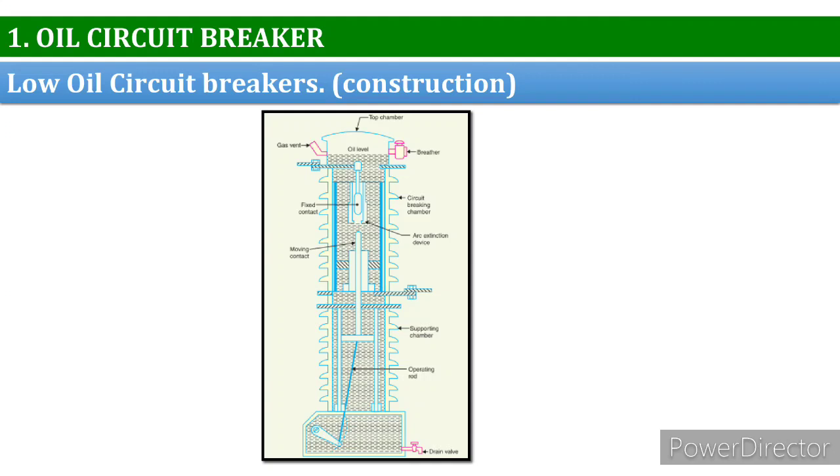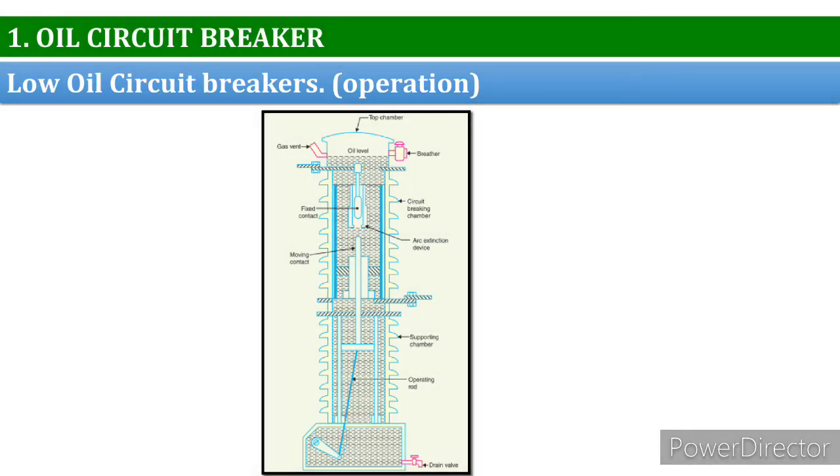As you can see, the outer one is the chamber made of an insulating material. The breather is also present, like we mentioned in the transformer section, to check the quality of the oil and also for other purposes. Like we have the operating rod at the bottom, similarly we have a drain valve to drain the oil. So this is the basic construction of the low oil circuit breaker.